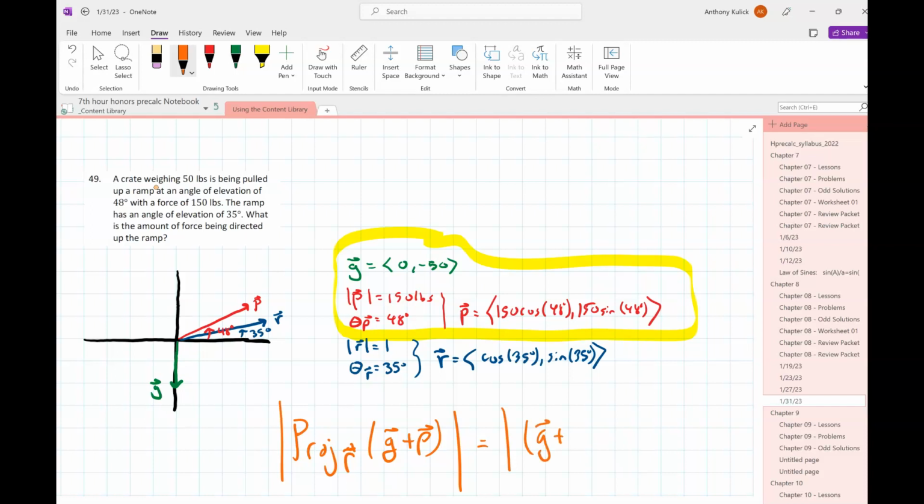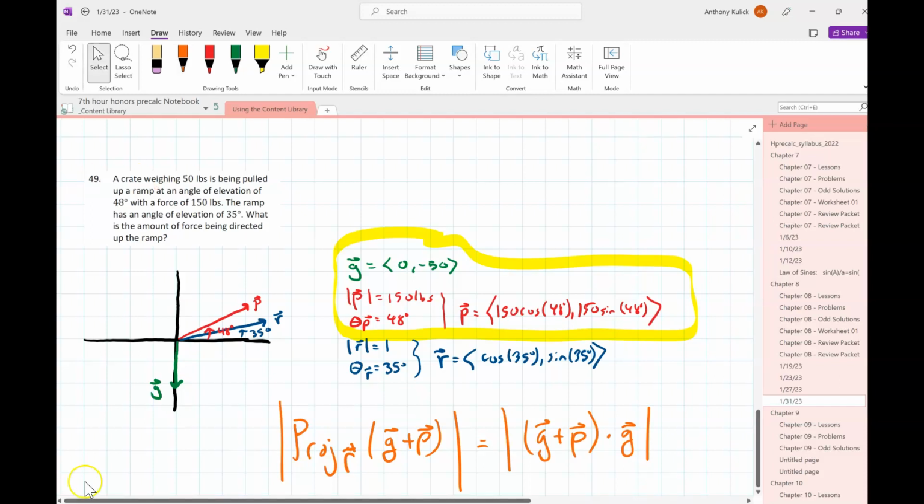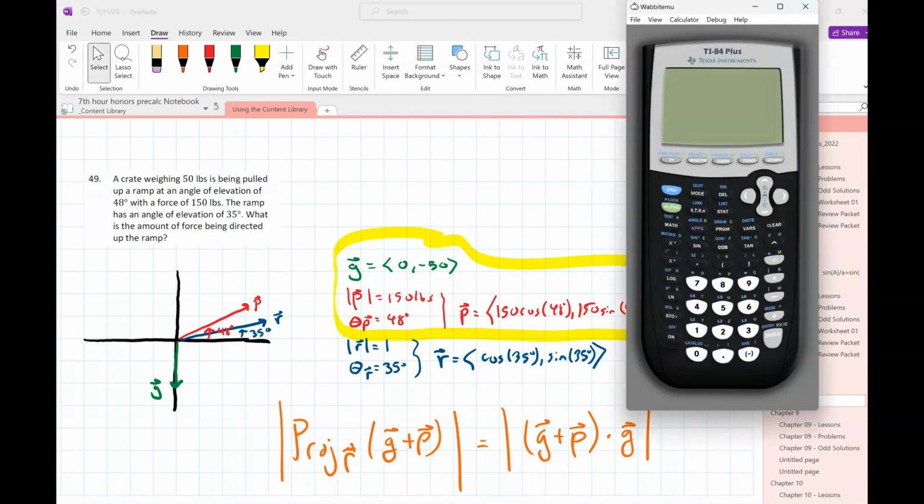Well, I don't know. But here's the good news. This is actually not a problem. How do I do G plus P? Add the components, right? And then to do the dot product, just multiply the components and add them together.